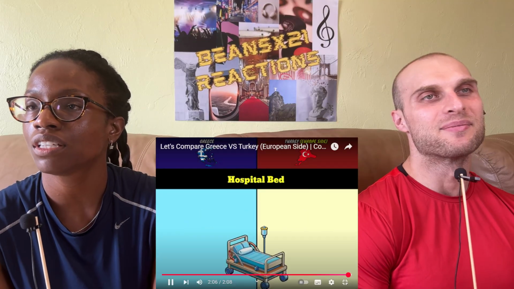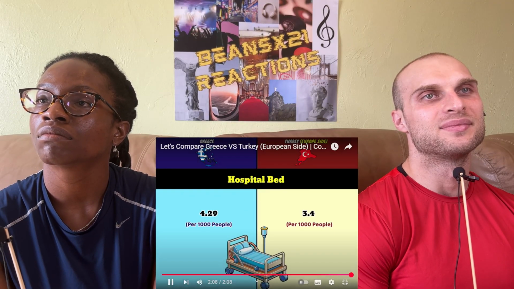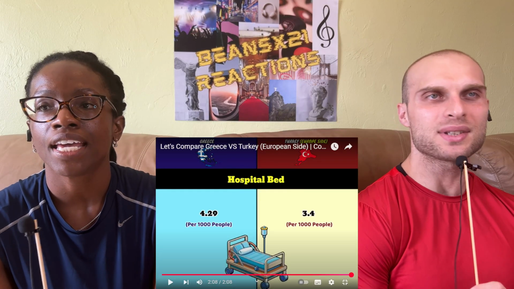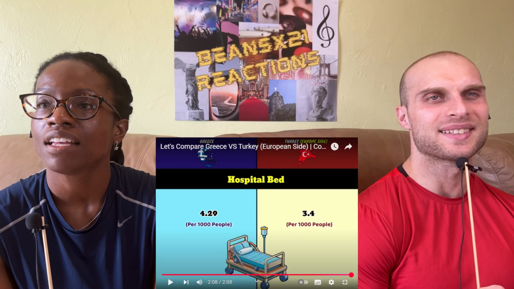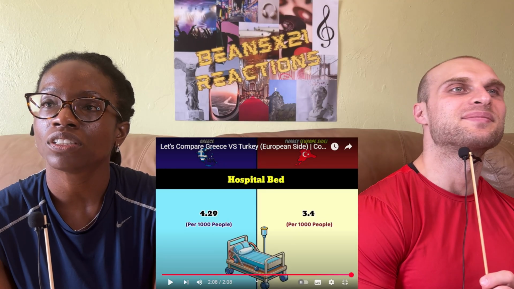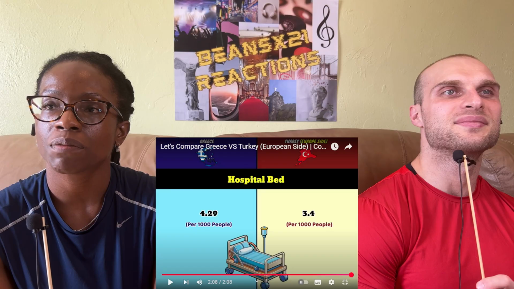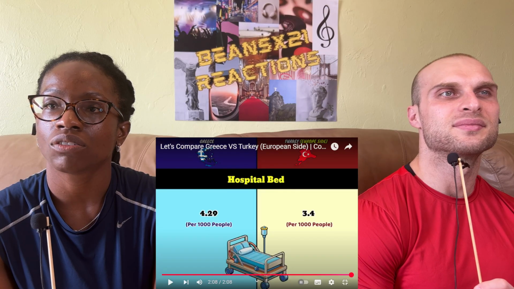Yeah. That'd be interesting. 0.3 hospital beds, 4.29, 3.4. Wait, how do they even have these stats? But look, they're pretty close in terms of people in hospital beds, so people are getting sick in Turkey.